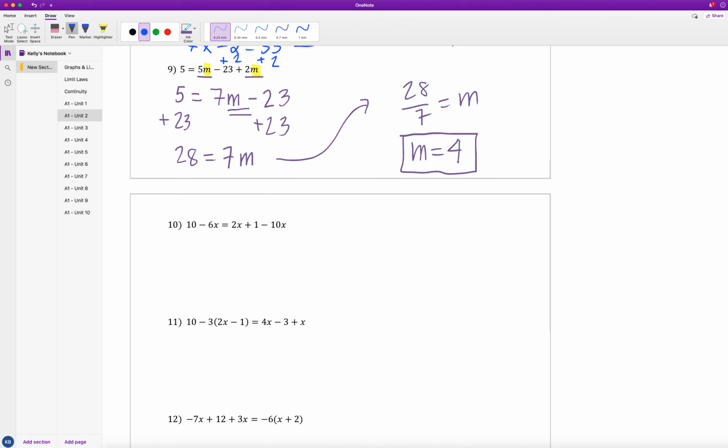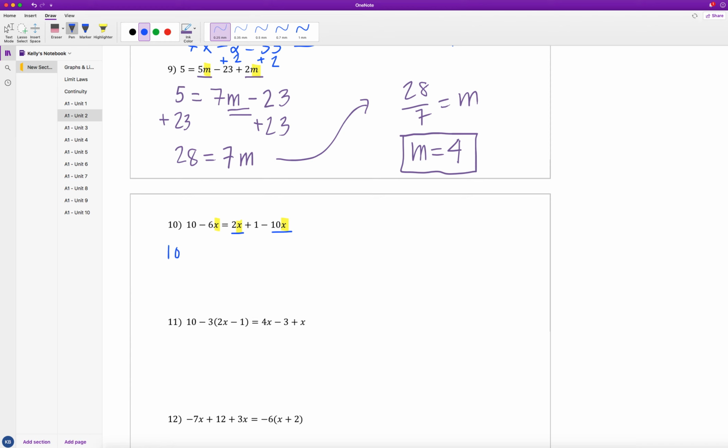Let's go ahead and check example 10. Example 10 is similar to example 9, so I have more than one place with an x. I actually have 3 places this time. I have a negative 6x on the left-hand side, a 2x, and a negative 10x on the right-hand side. The first thing I want to do, similar to example 9, is combine anything on one side of the equal sign that I can. So on the right-hand side, I can combine the 2x and the negative 10x.